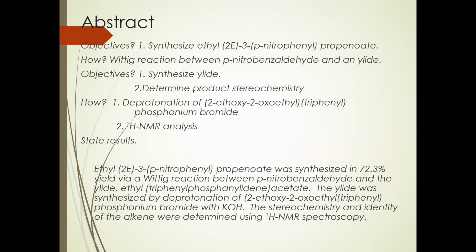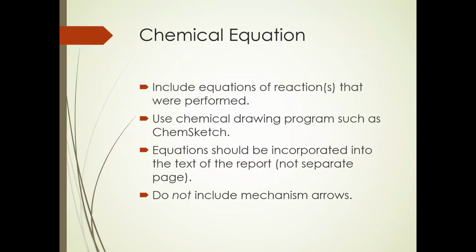Chemical equation: you do need to show all equations that you do, or all reactions that you did. So you will have two chemical equations for this. The first is the reaction of your salt with the KOH to make the ylide. The second one is the reaction of the ylide with the nitrobenzaldehyde to make the alkene. So do show both those reactions.